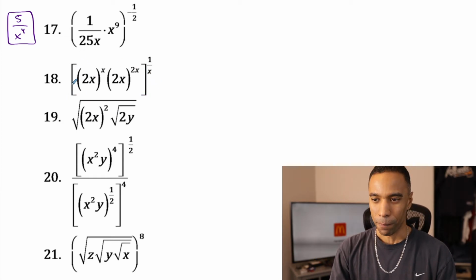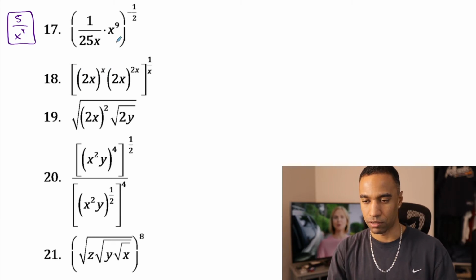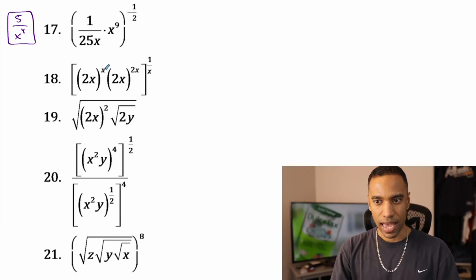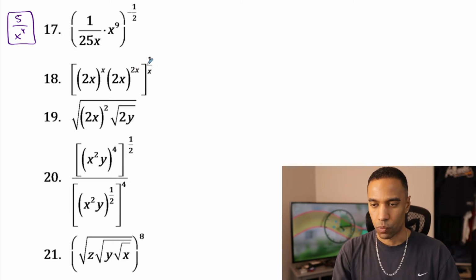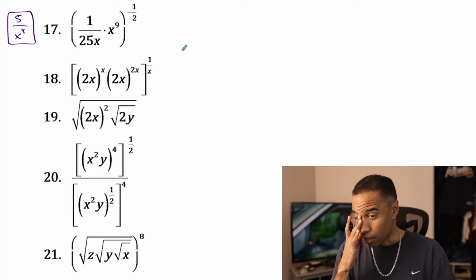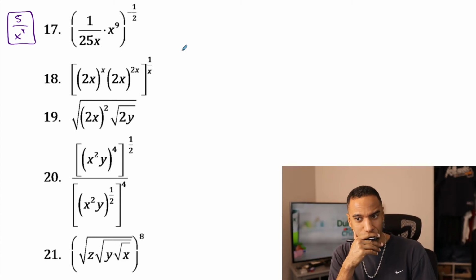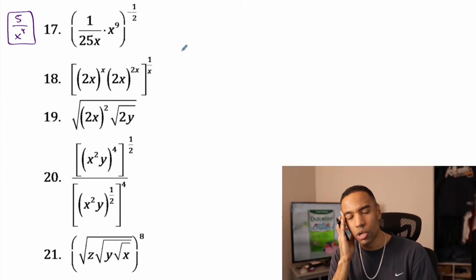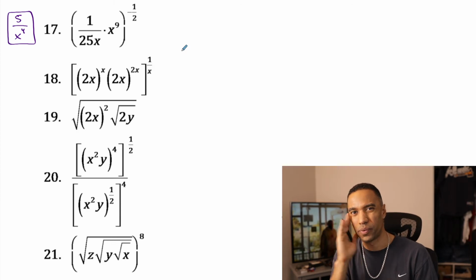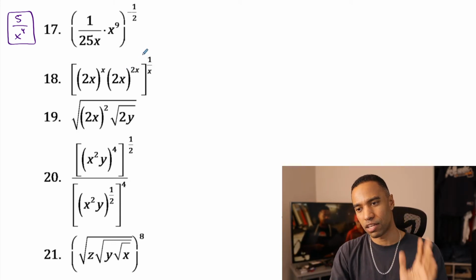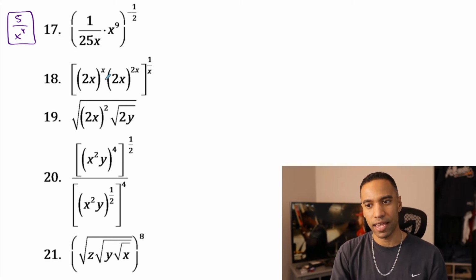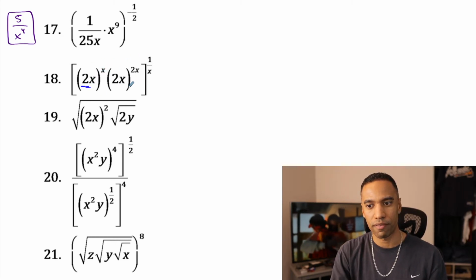Number 18, nested brackets and parentheses. We have 2x to the x power times 2x to the 2x power, all to the 1 over x power. There are so many ways to do the problem, guys. I'm just going to do it one way. As I mentioned before, if you can simplify an inside, go ahead and do it. And we do have the same base.